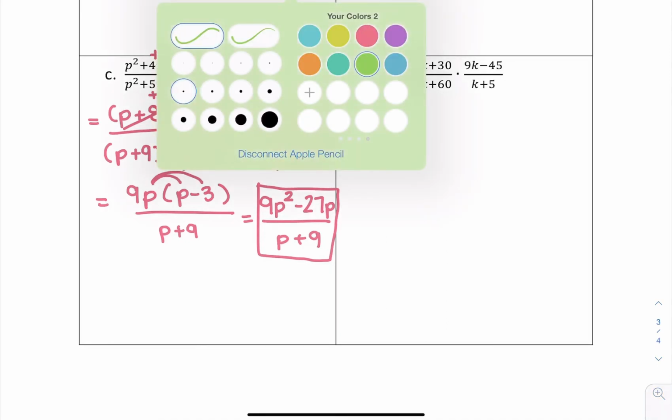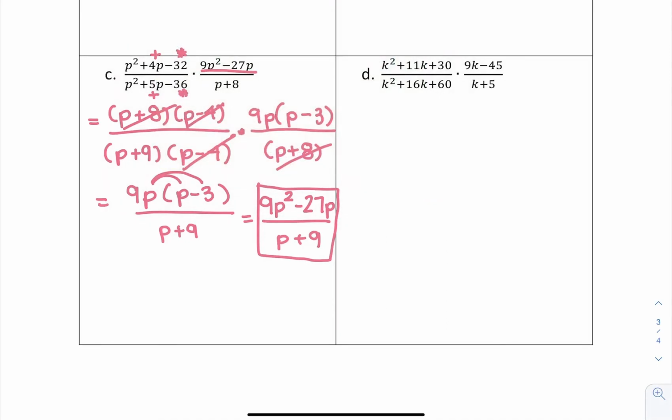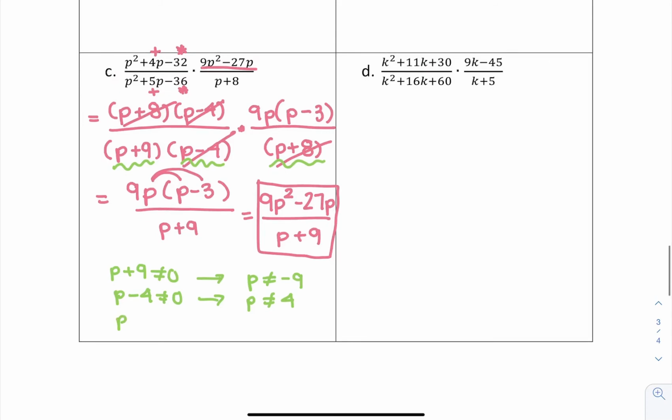Finally, I have to look back for excluded values. Look back to where you first factored. If p plus 9 can't be 0, then p can't be negative 9. If p minus 4 can't be 0, then p can't be 4. So you're just solving for p. And if p plus 8 can't be 0, then p cannot be negative 8. There's your excluded values.